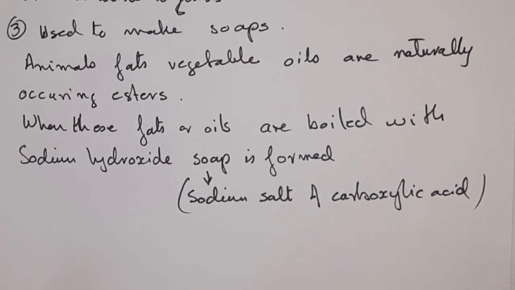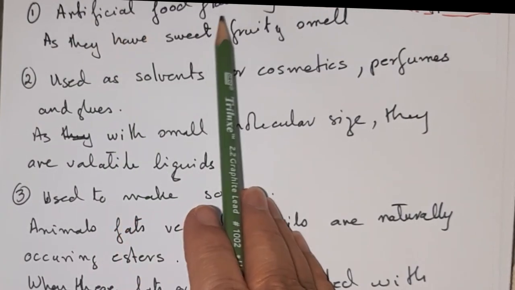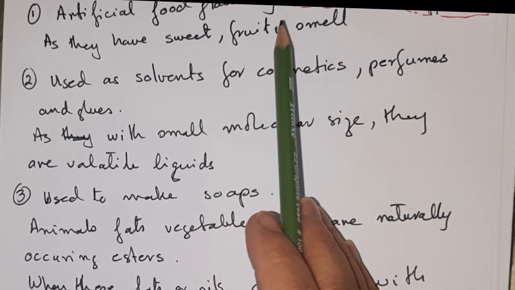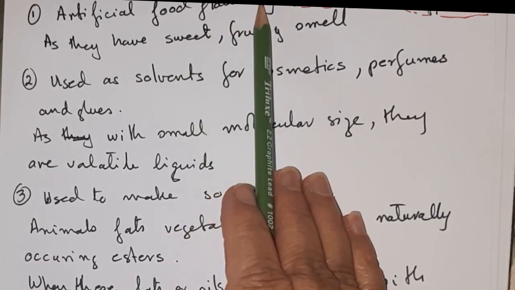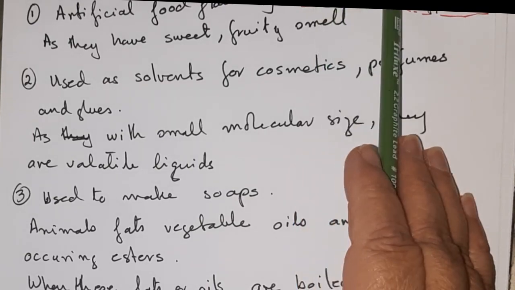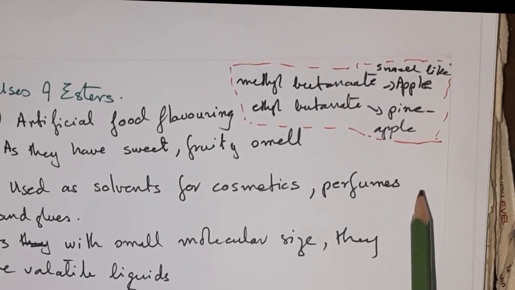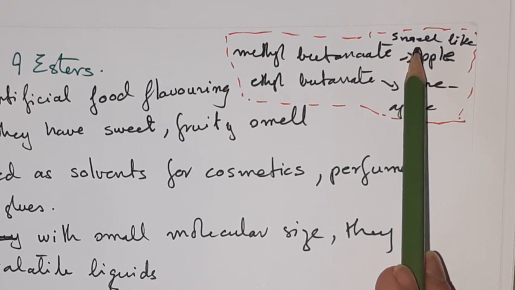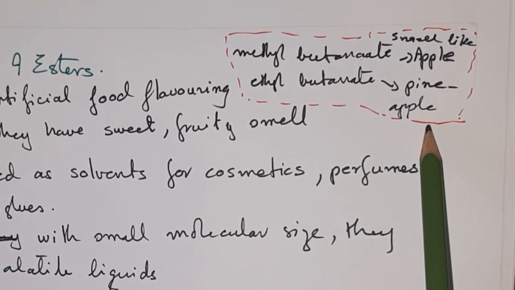Now we come to the uses of esters. Number 1, artificial food flavoring, as they have a sweet and fruity smell. Now when you write down the use, you must know why it is used as food flavoring. So it is the sweet and fruity smell. Methyl butanoate smells like apple. Ethyl butanoate smells like pineapple.